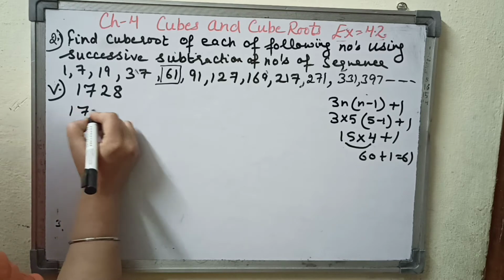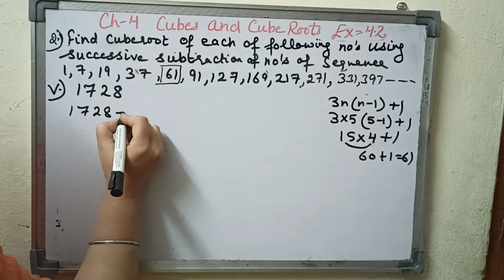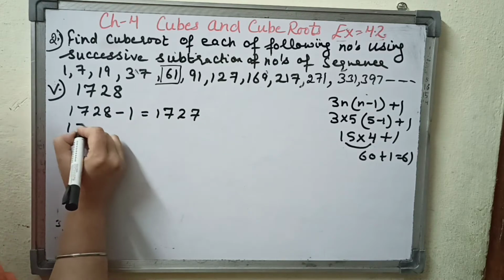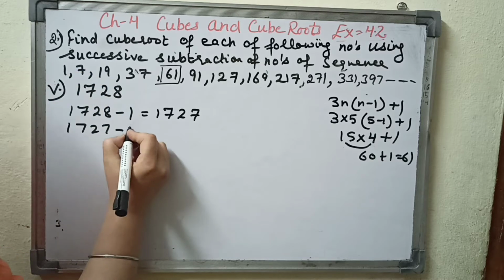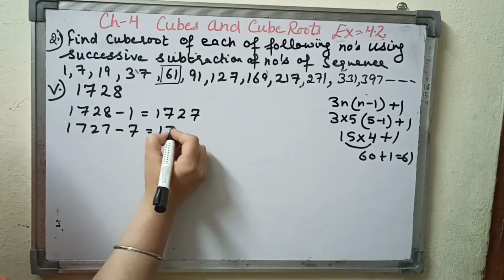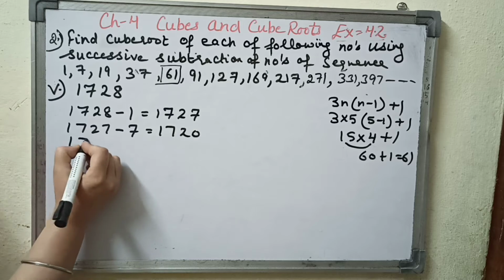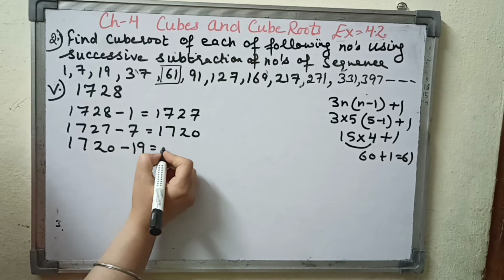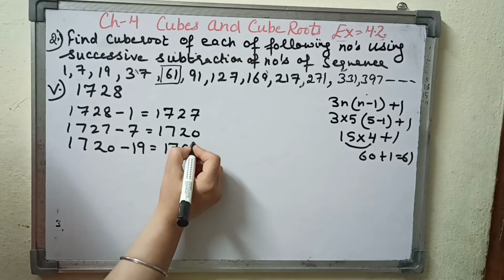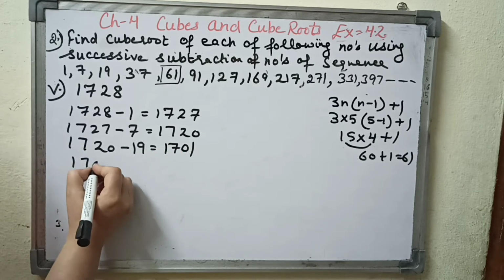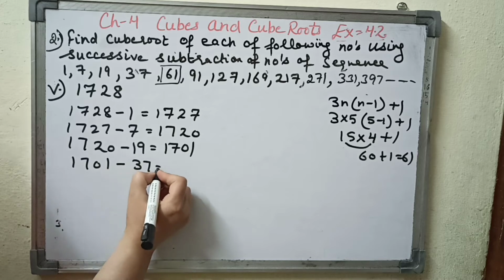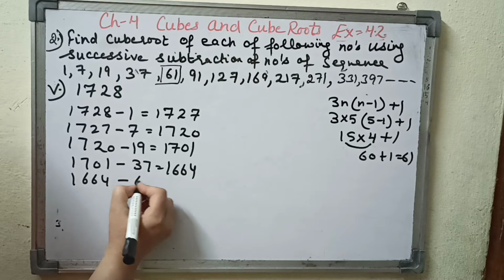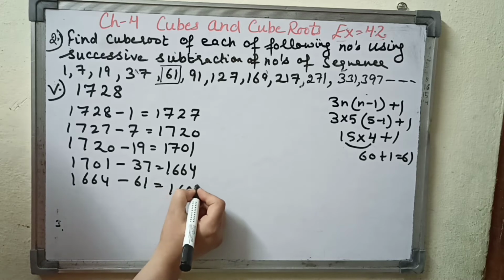Now I subtract these terms one by one. First of all, I will subtract 1 from here. I will get 1727. Now from 1727, for the second term I subtract 7 and the answer is 1720. Third term, 19 subtracted from 1720, I will get 1701. Now 1701 minus 37 is 1664. 1664 minus 61 is 1603.